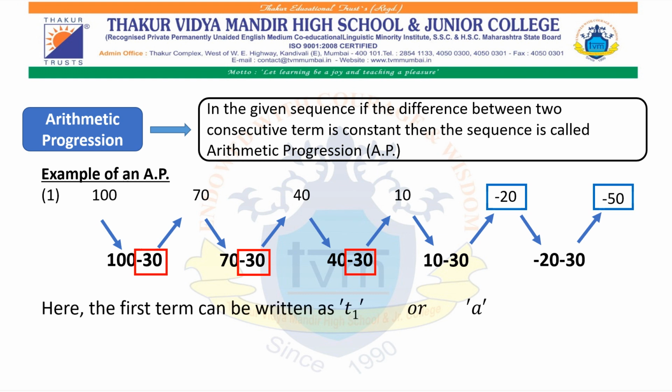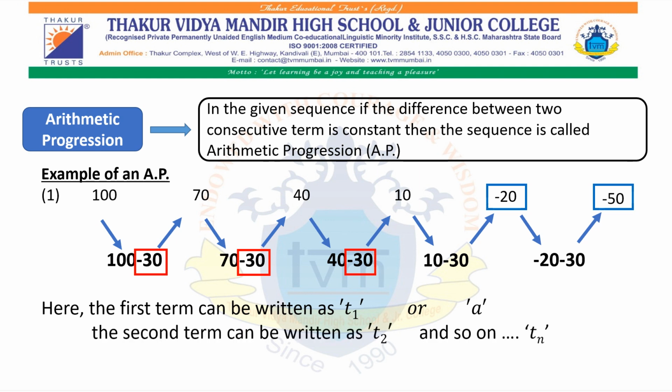In AP, the first term can be written as T1 or it can be written as a. The second term can be written as T2, the third term as T3, T4 and so on. The nth term, the general term, can be said as Tn and the common difference is written with a small letter d.